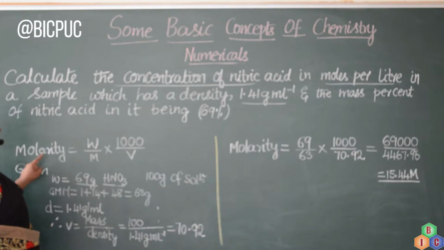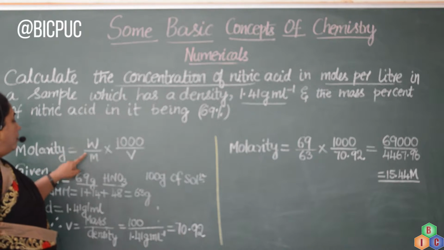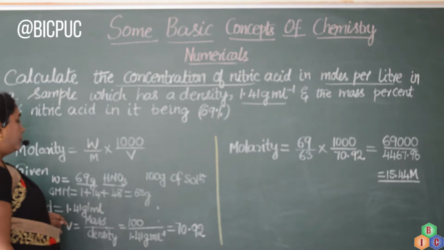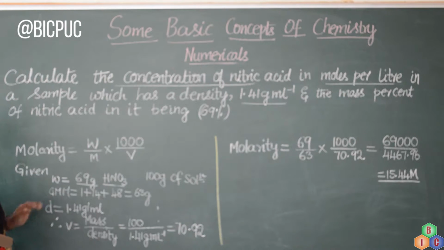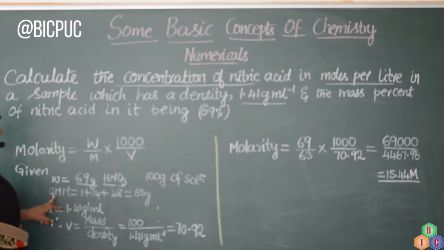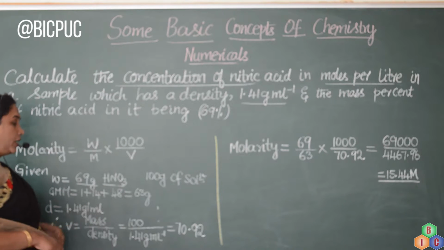So now, to calculate the molarity, what is the formula? W by M into 1000 by V. This is the formula we have to use. So let us first write down all the data given to us. W is 69 grams as per the 69% data given to us. Gram molecular mass, GMM means gram molecular mass. This they have not given, so we have to calculate.